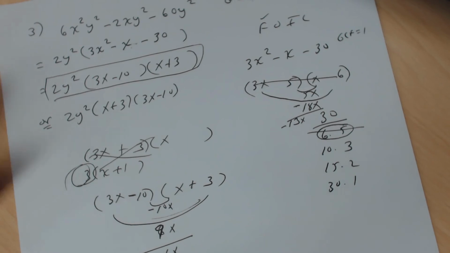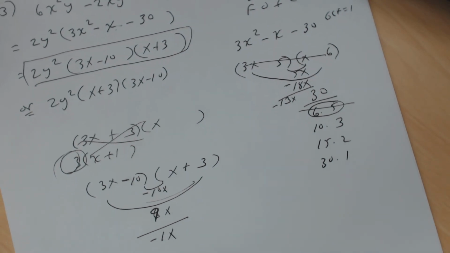All right, so that was number 3. Now let's look at one or two more. Let's look at number 4. Suppose we had this.